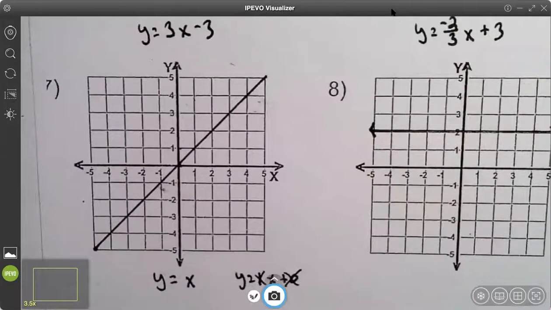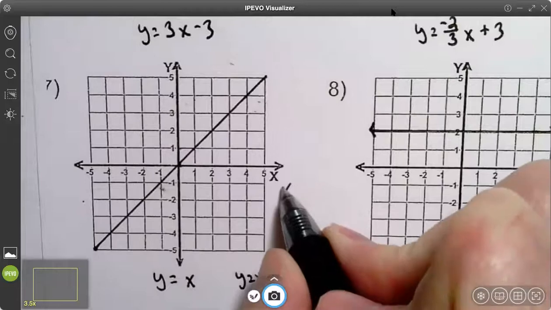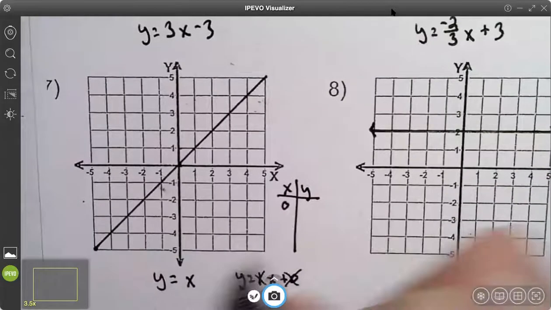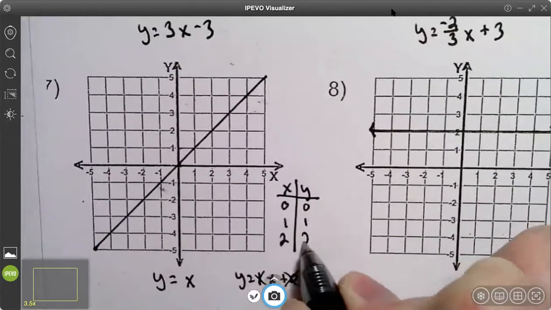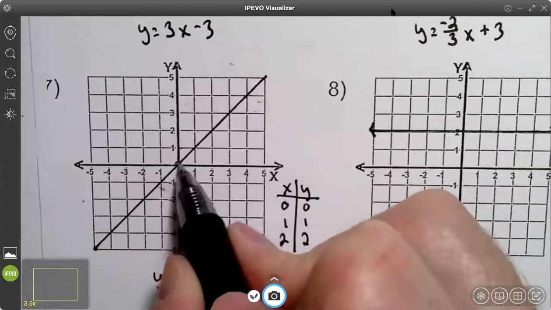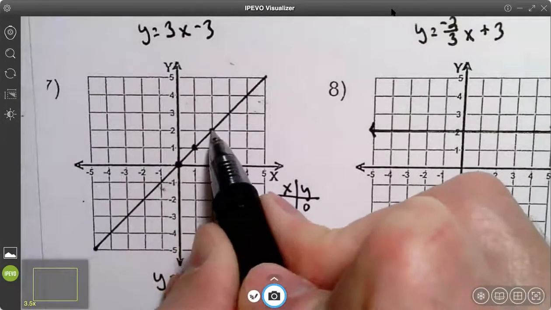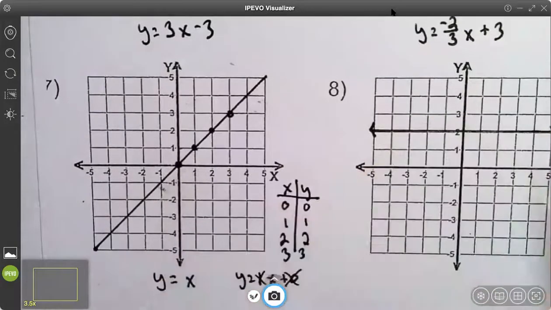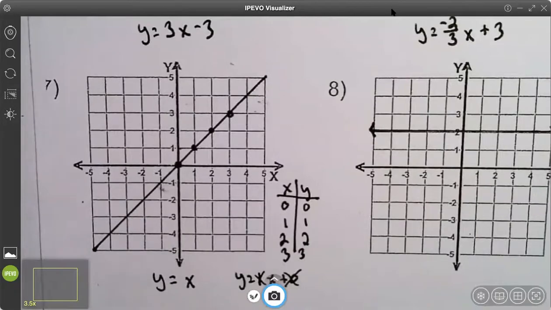That would also be a good one to illustrate a table on. Think about this. If I plug in 0 for x, I get 0 for y. If I plug in 1 for x, I get 1 for y because they're all equal. 2 for x, 2 for y. And if I plotted these points on the coordinate plane, 0, 0, 1, 1, 2, 2, 3, 3. That's another way to graph it, using a table. And that one would be an easy one to use a table on.